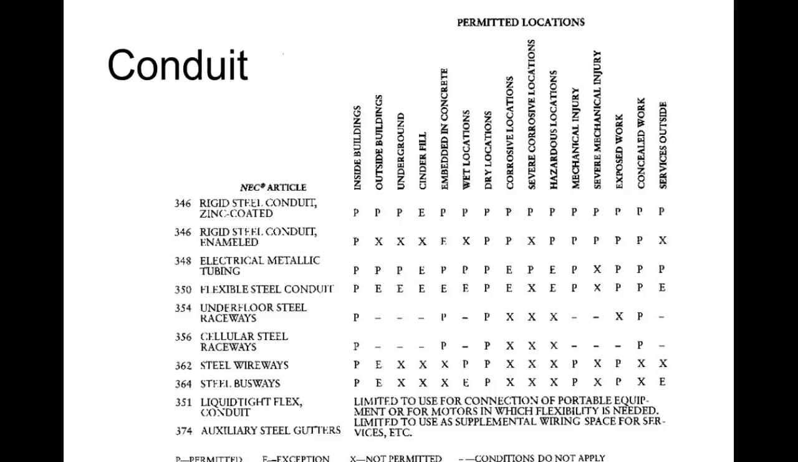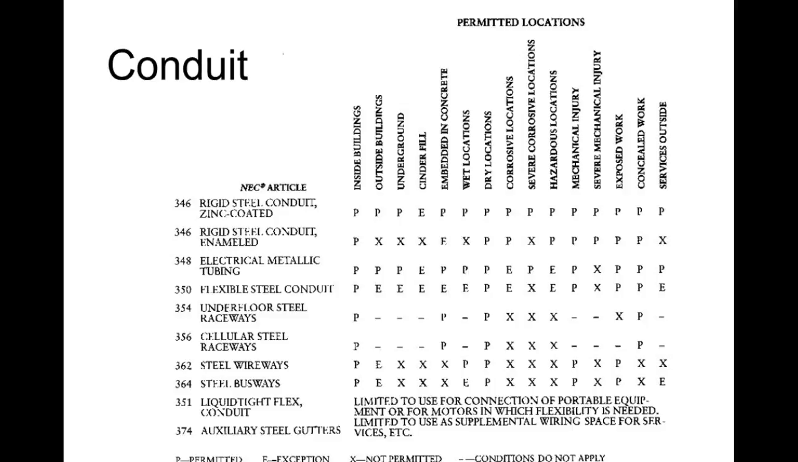We have steel wireways, we have steel busways, we have liquid tight flex conduit, which if you got an outside HVAC system, odds are you see this liquid tight flex conduit going down there. Auxiliary steel gutters. And what's nice about this chart is it shows you where you have the ability to run this stuff. So EMT, where can we run that from? So P means it's what? Permitted. E means in some exceptions. X means it's not permitted, and the conditions do not apply.